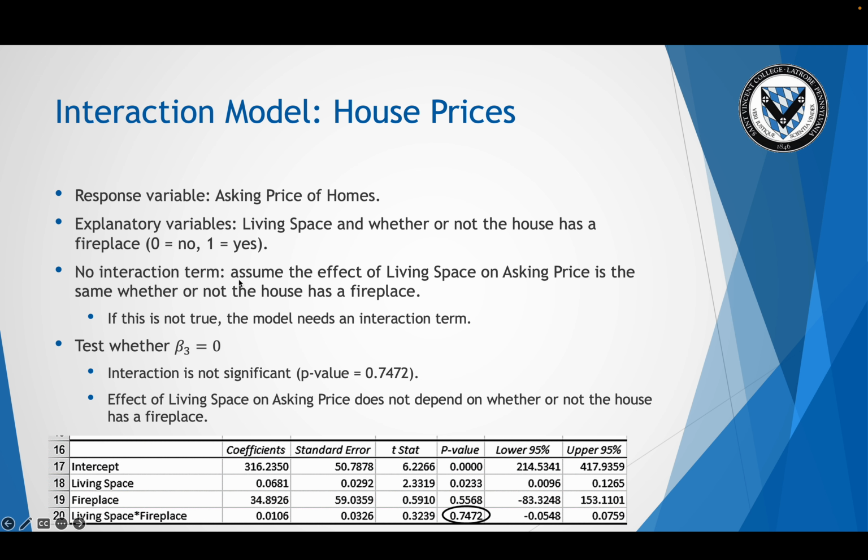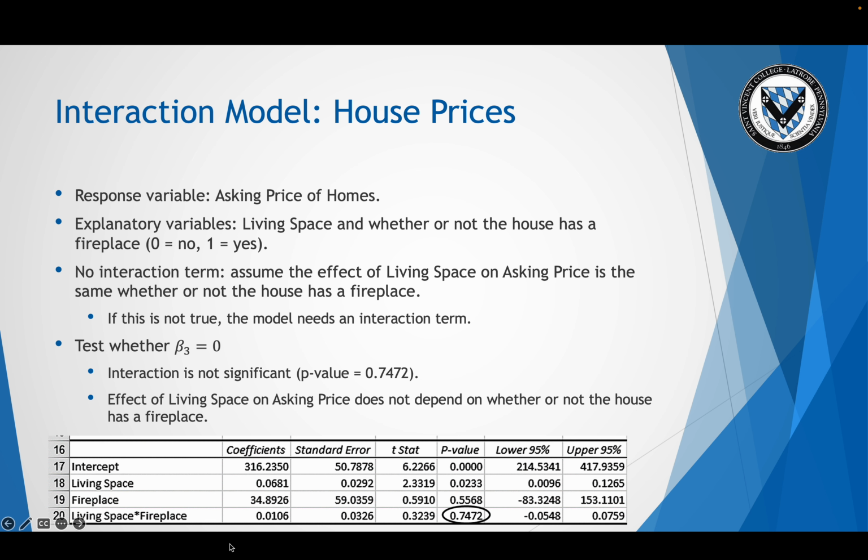So if there's no interaction term, then we would assume that the effect of living space on asking price is the same regardless of whether it has a fireplace. But if this isn't true, then the model would need an interaction term, meaning the effect of living space depends on whether there's a fireplace or not in the home. So we would test whether beta 3, which is the slope coefficient on the interaction, is different from 0. And we'll say whether it is significant or not.